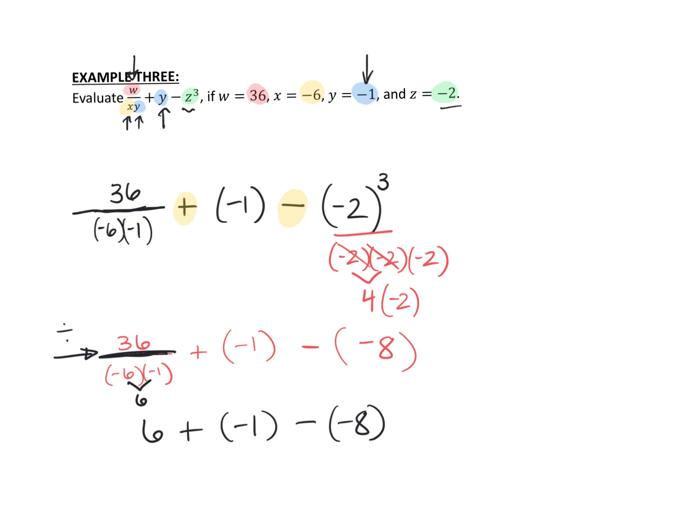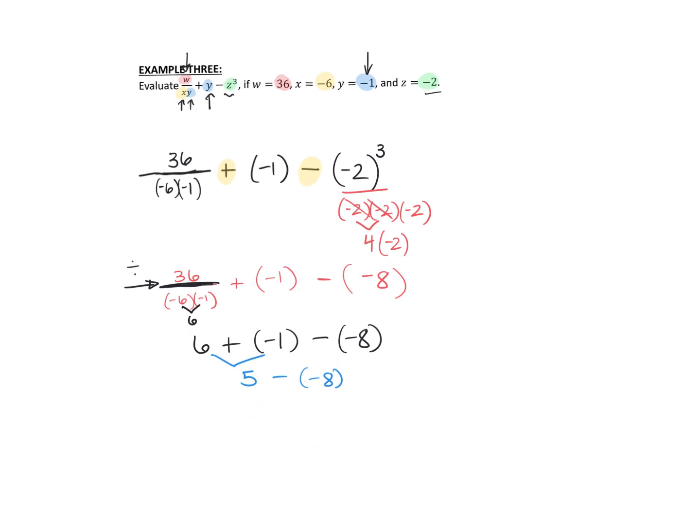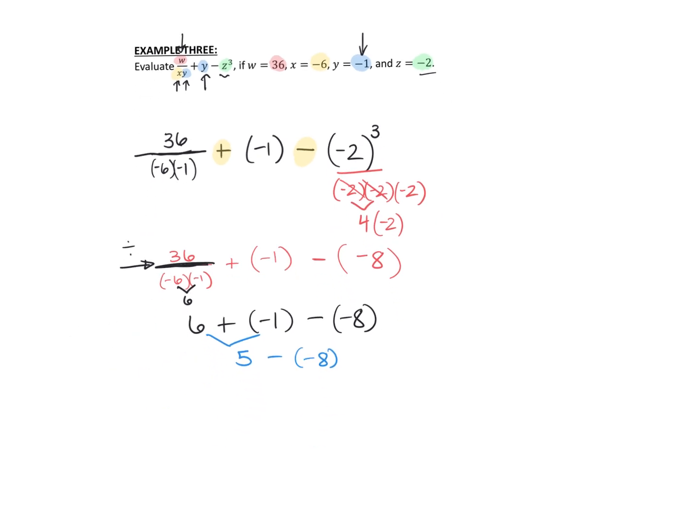Okay, so now I've got only adding and subtracting left. So let's go left to right. So I've got 6 plus negative 1. Well, I've got more positives, 5 more, and then minus negative 8. All right, well, we do not like subtraction, so I'm going to keep my first number, change it to add, and then the opposite of negative 8 is 8. So finally, I just need to do 8 plus 5, which gives me 13. So my solution to this problem is 13.